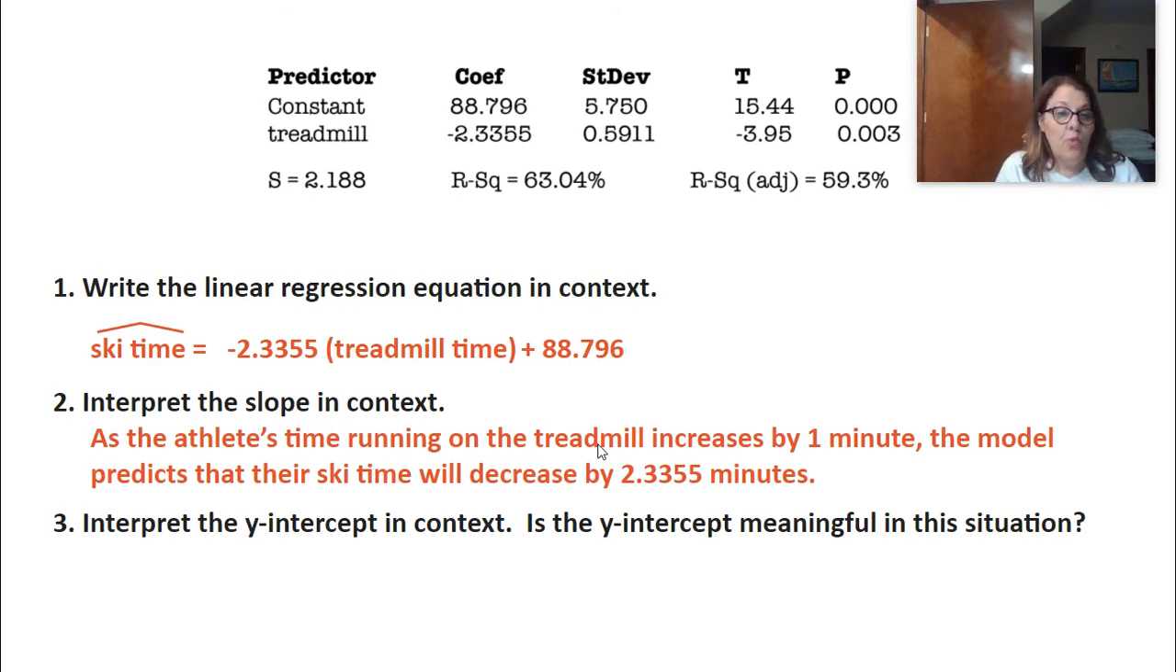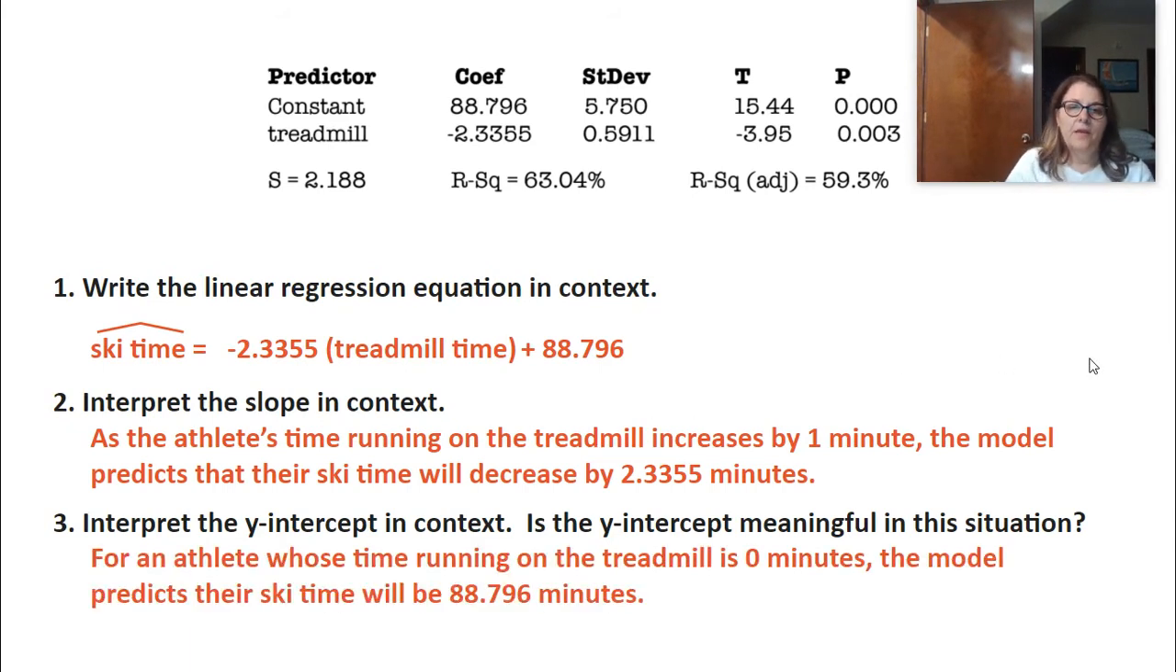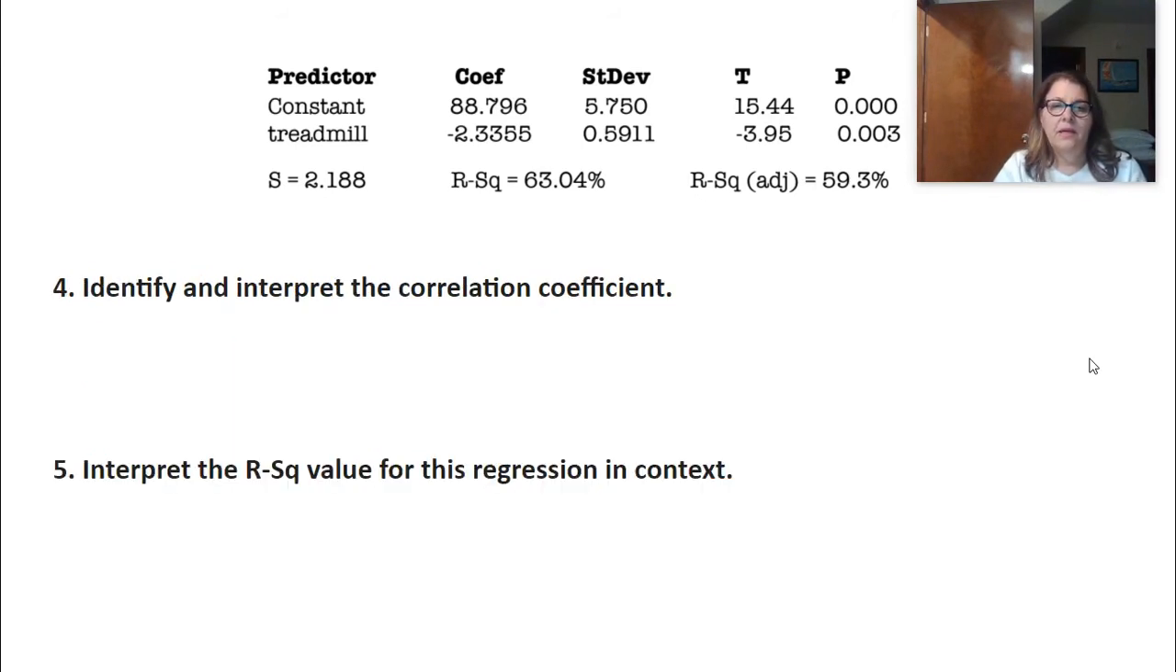So now let's interpret the y-intercept in context. And is the y-intercept meaningful in this situation? For an athlete whose running time on the treadmill is 0 minutes, the model predicts that their ski time will be 88.796 minutes. Does this have meaning? Yeah, that's probably meaningful in this situation, because it's basically saying if you don't do any time on the treadmill, this is how long it's going to take you on the ski, how much ski time you'll have.